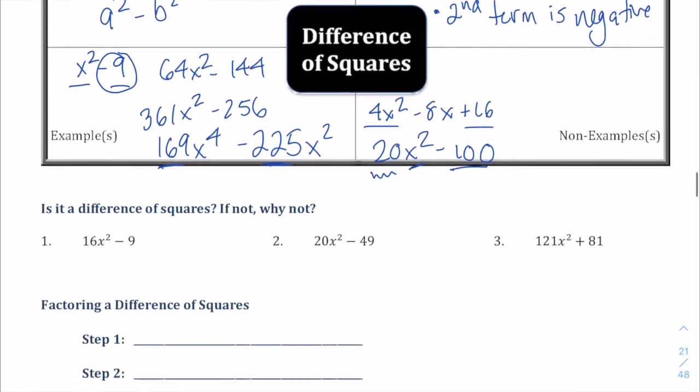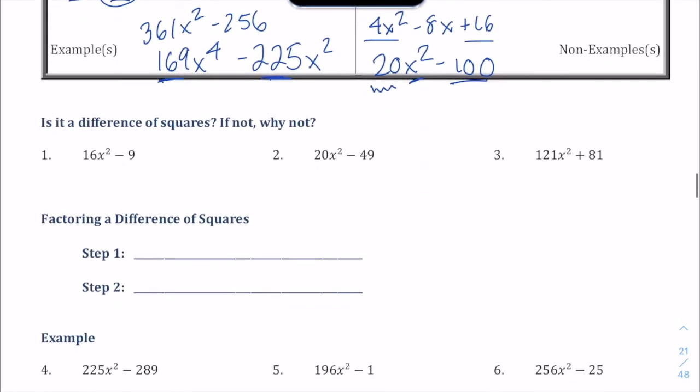So let's go through and look at a few examples and see if they are difference of squares. Is 16x squared minus 9? Yes, that is a difference of squares. What about 20x squared minus 49? No, because this is not a perfect square. What about 121x squared plus 81? No, trying to be tricky. There's addition in the middle there. So even though both terms were perfect squares, it is not a difference of squares.